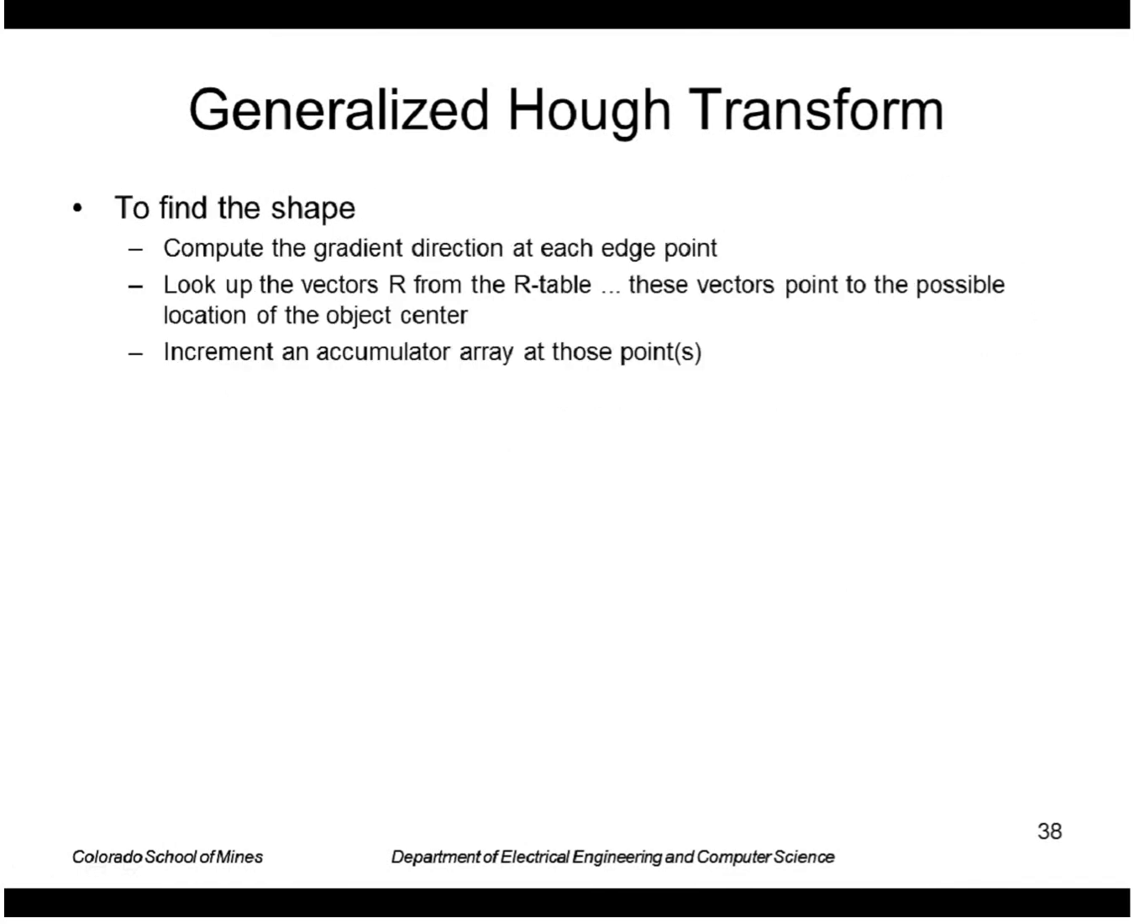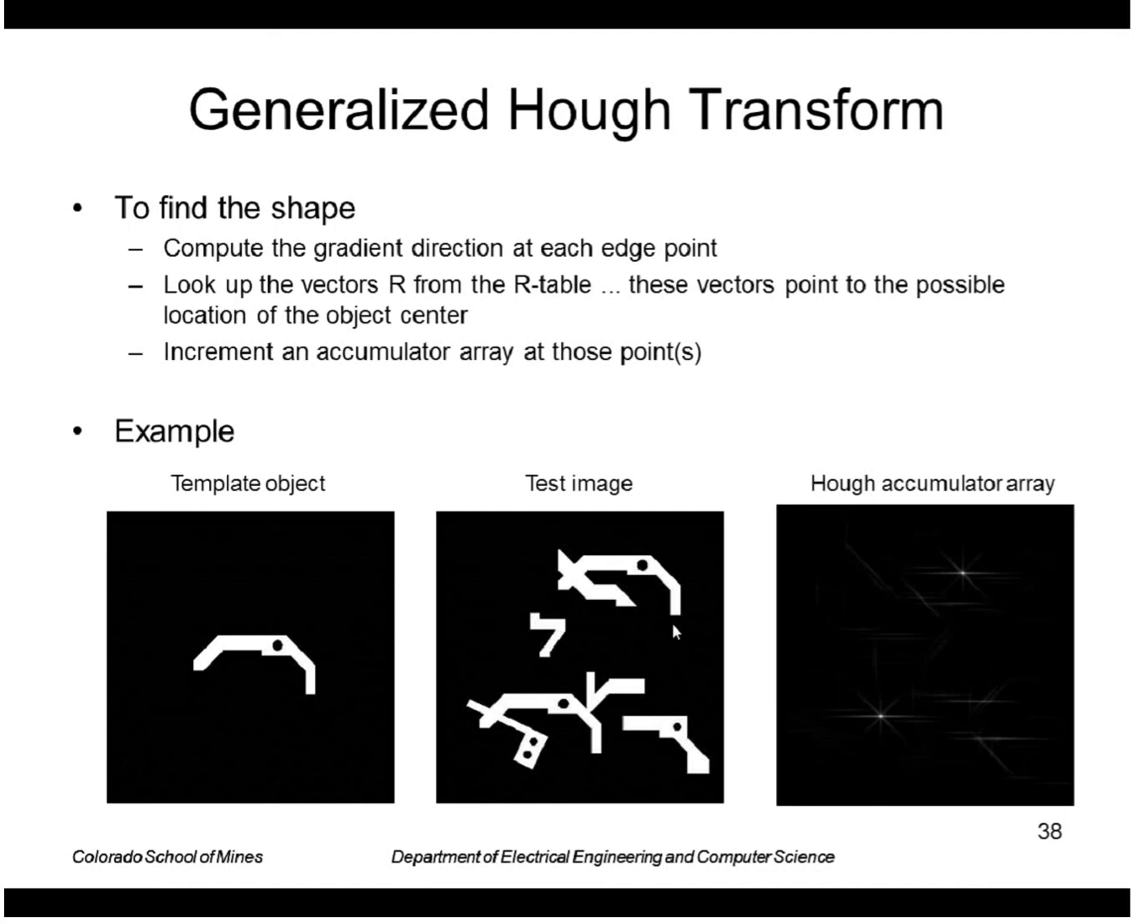So to find the shape then, we compute the gradient direction at each edge point. We look up the vectors from the R table. These point to the possible center. And then we increment the accumulator array at those points. Here's a synthetic example: here's our template object, so we construct our R table from that. Here's a test image containing a couple of those objects. And this is the accumulator array that specifies the object centers. So we just look for peaks in this, and we can see there's 2 of them here.